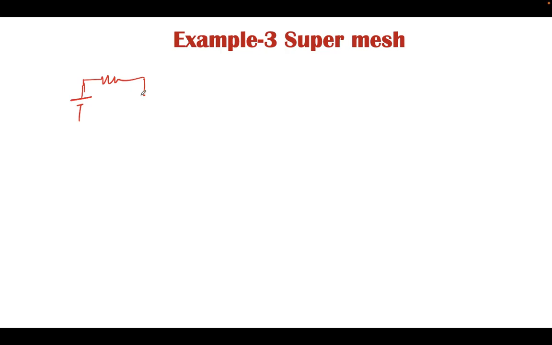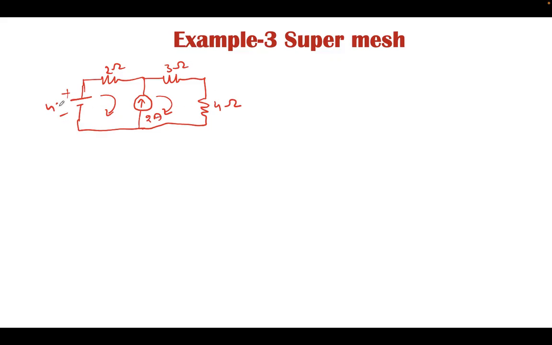If there is a current source in between, then this is the concept of supermesh. This is one mesh, this is another mesh. When we apply voltage, this is 2 ohm, this is 3 ohm, let this be 4 ohm, it is 2 ampere, and this is 4 volt.